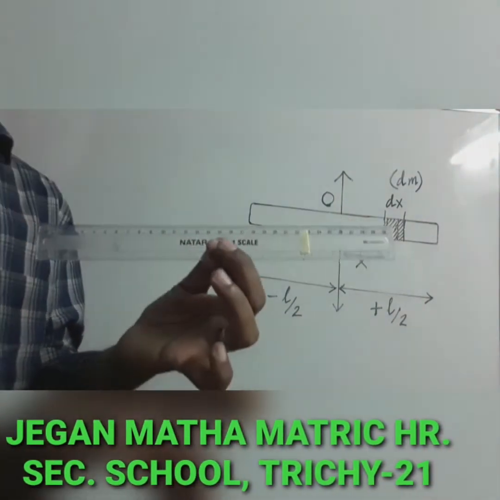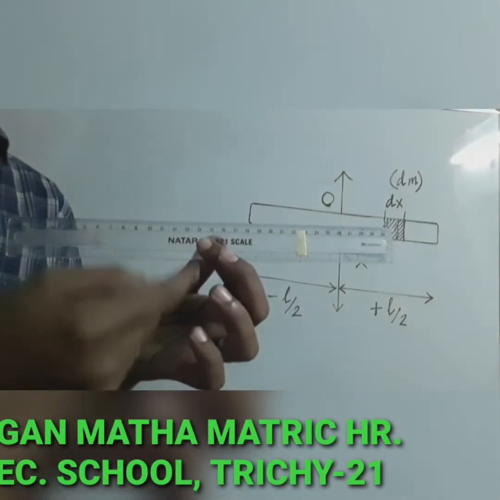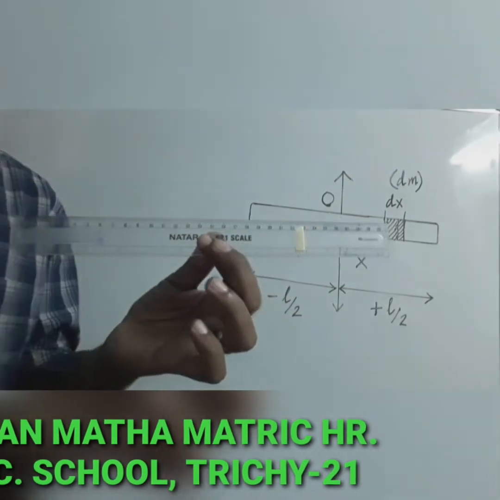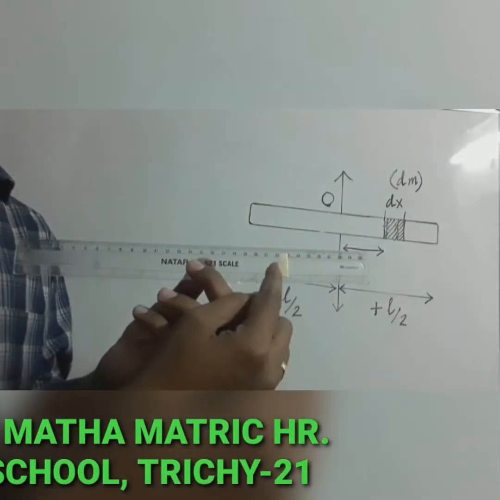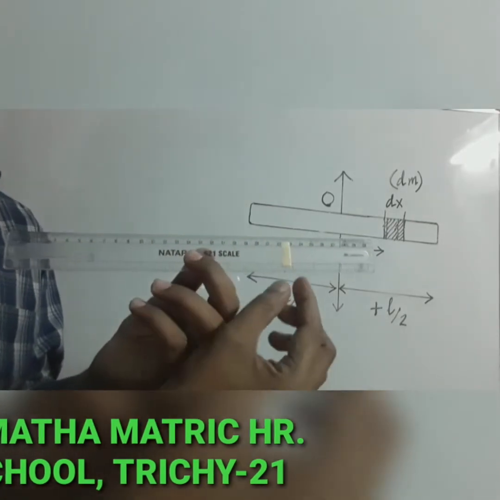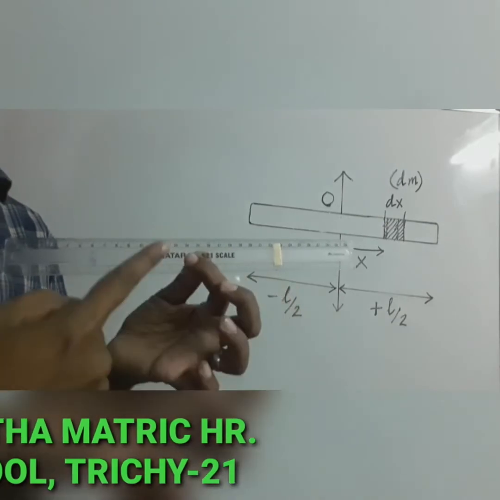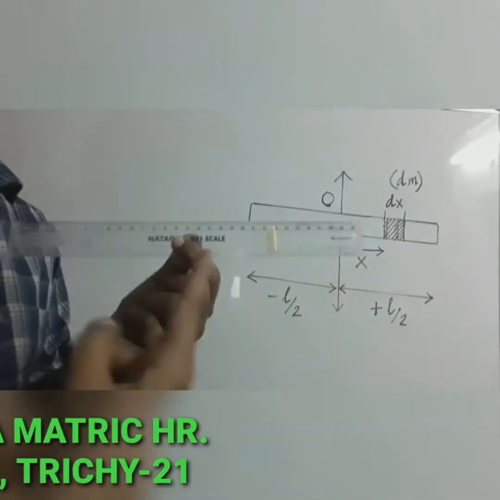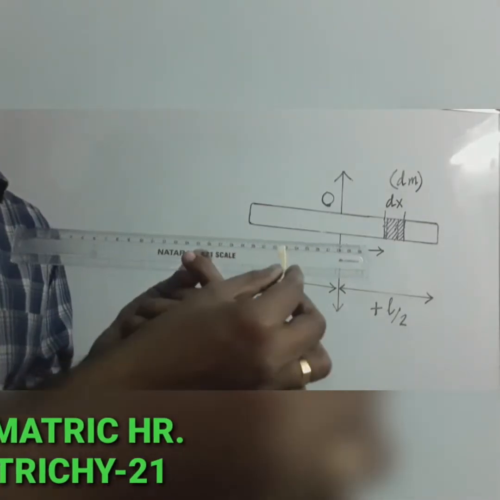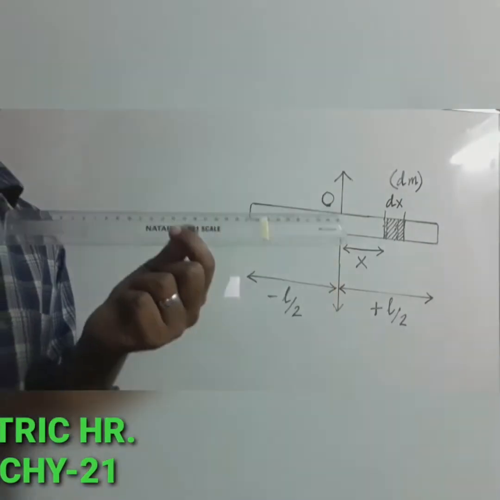So compare with the diagram. Here we have to imagine the axis. Here only the origin is there. Here I am going to take an infinitesimally small mass dm. What is the distance of this small mass from the origin? From the origin it is at the distance x. And let us consider the length of this small mass as dx.